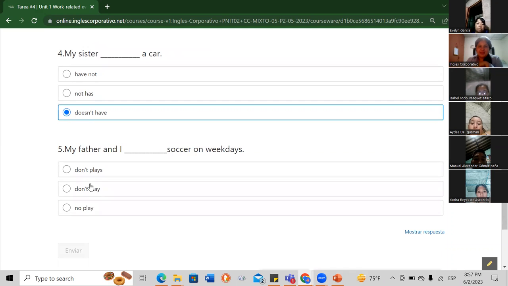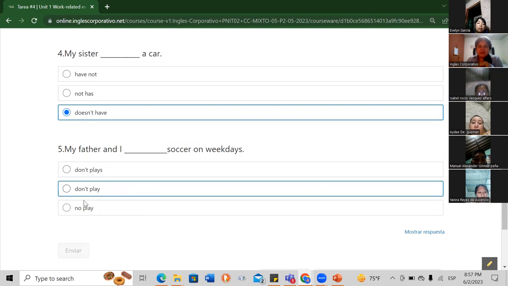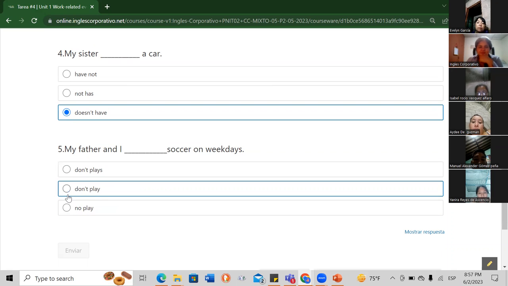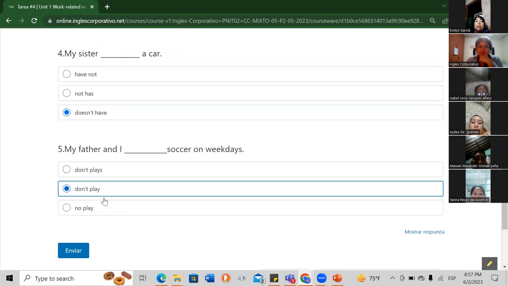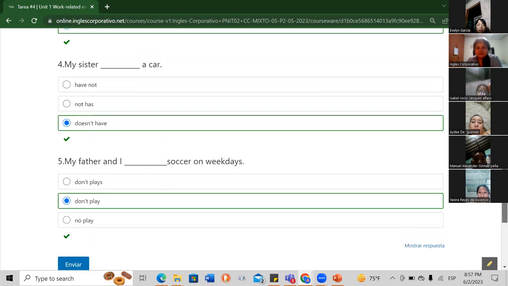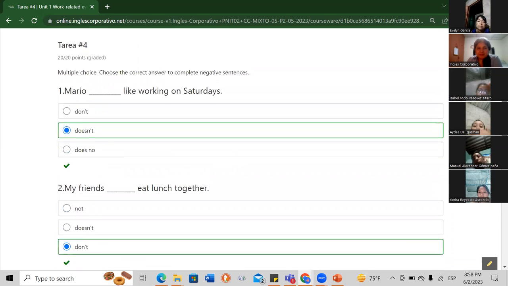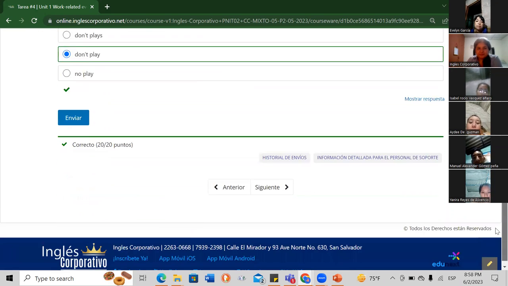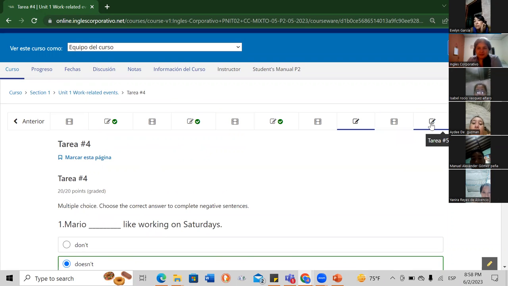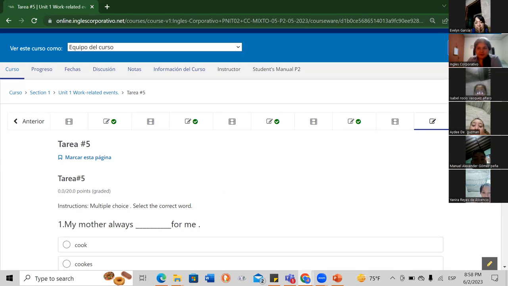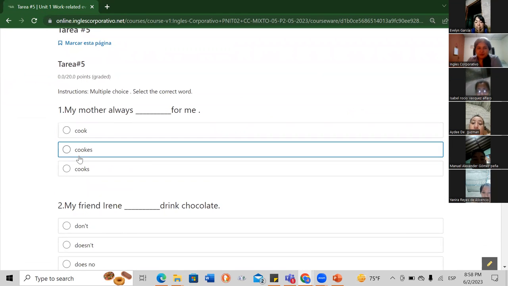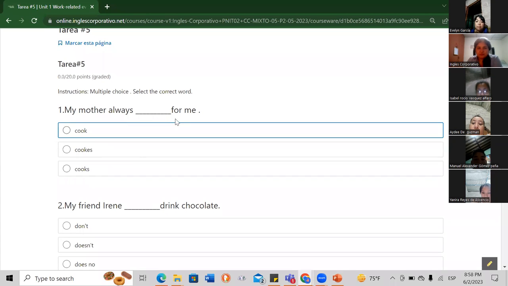My father and I don't play soccer on weekends. Don't play. A weekend. Okay, muy bien. Todos están bien. Very good. Excellent. Okay, let me see number 5. My mother always cooks for me.